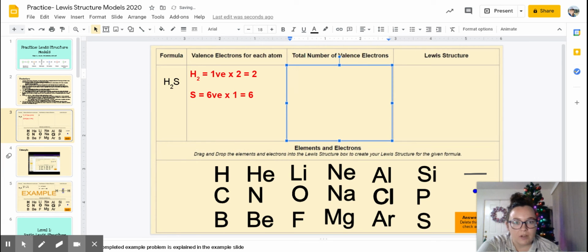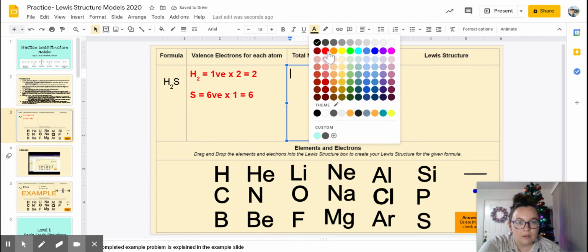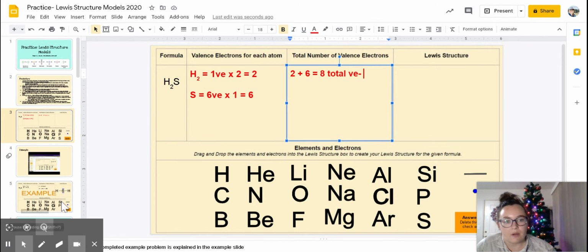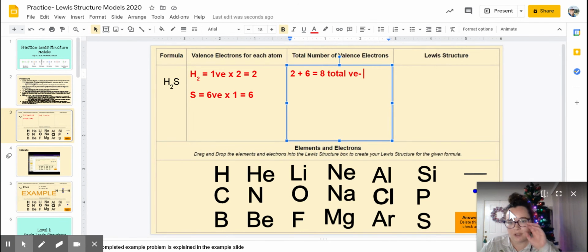Let me change my font color. So 2 plus 6 gives us 8 total valence electrons that we have to work with. Now that we've calculated that, we move on to step 2. Step 1 is done; we've calculated the total number of valence electrons.